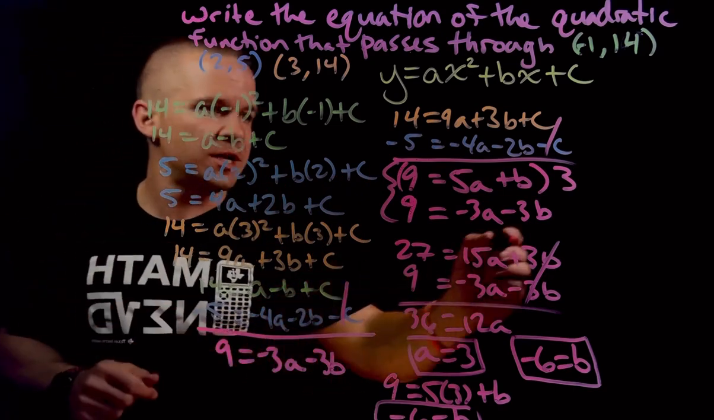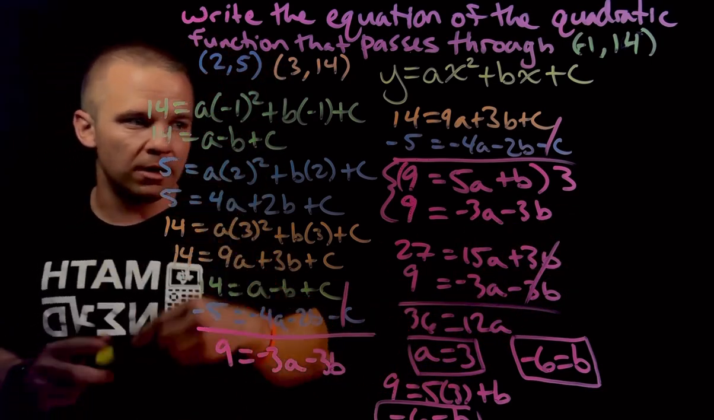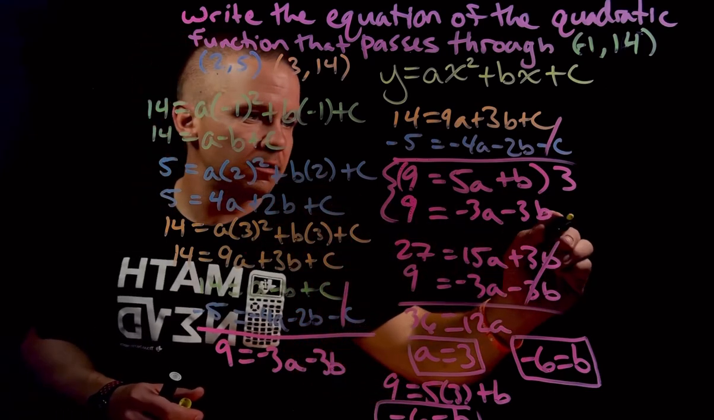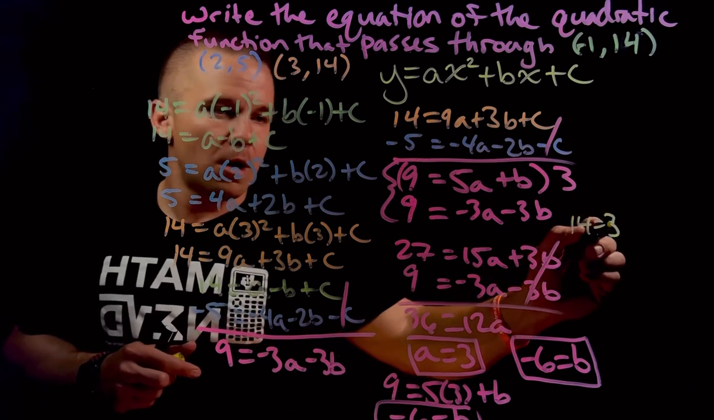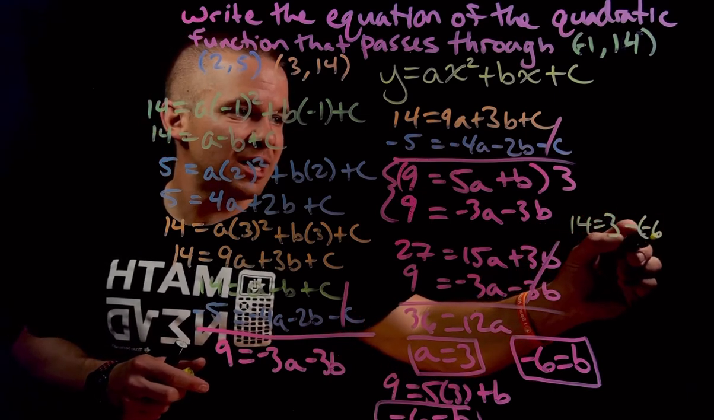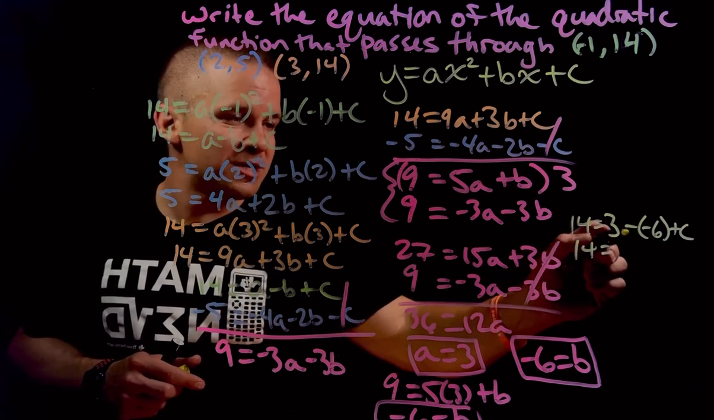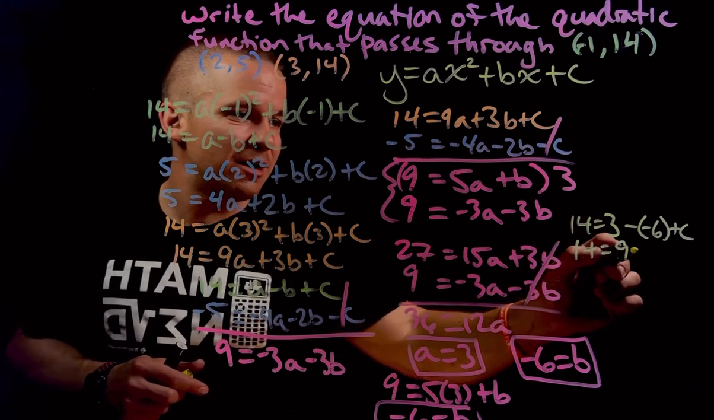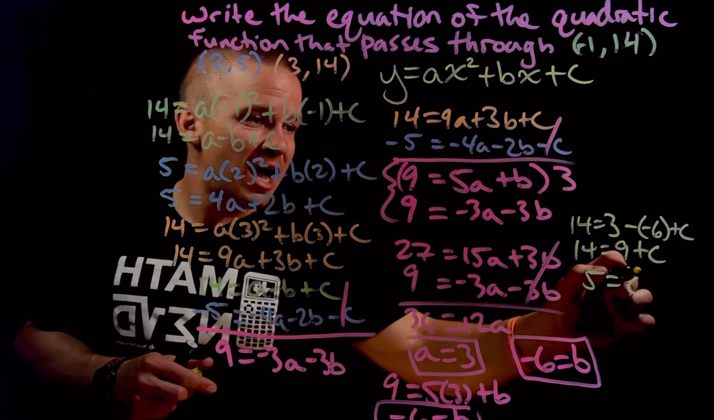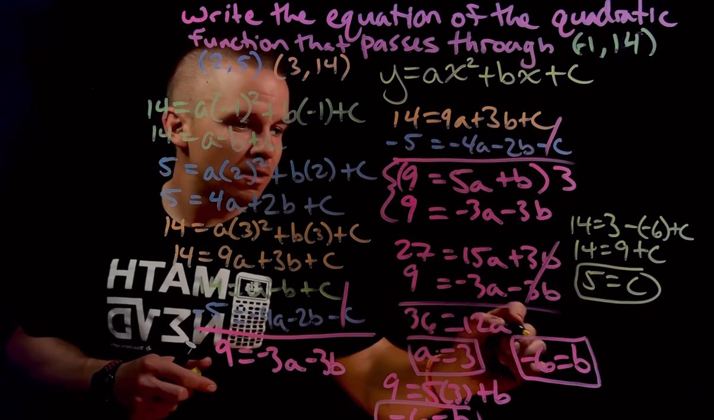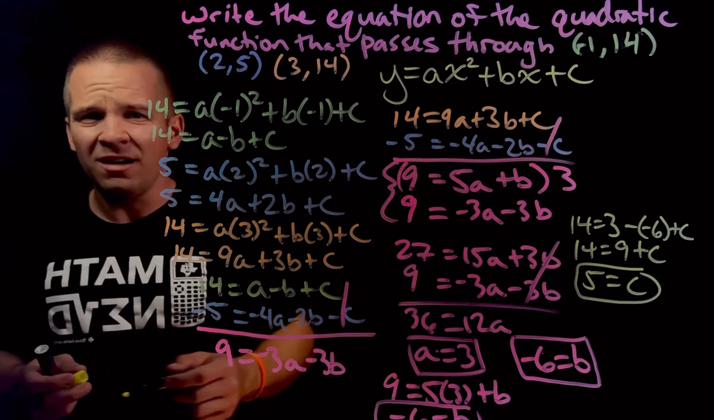So we got 14. Let's do this in a different color so it doesn't get mixed up in there. How about I go with this guy right here? Okay. So we got 14 equals, and then for A I had 3 minus negative 6 plus C. So I've got 14 equals, and then we got 3 plus 6, that's 9, plus C. Subtract that, I get 5 for C. I now have A, B, and C. Woo! Are we done? No.